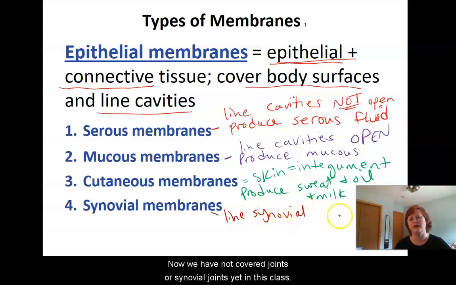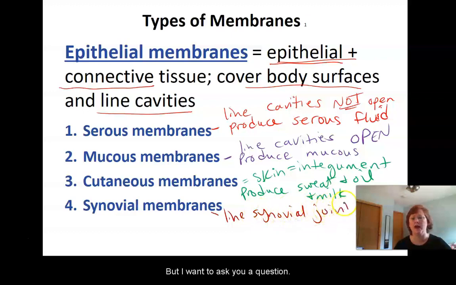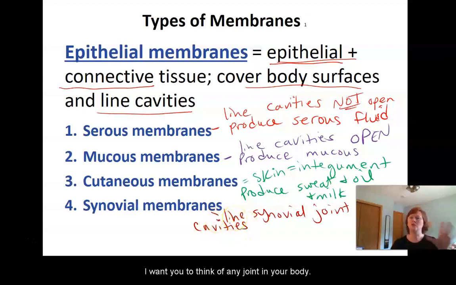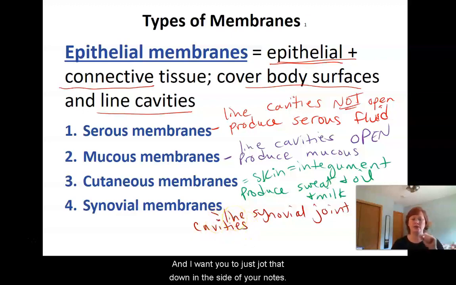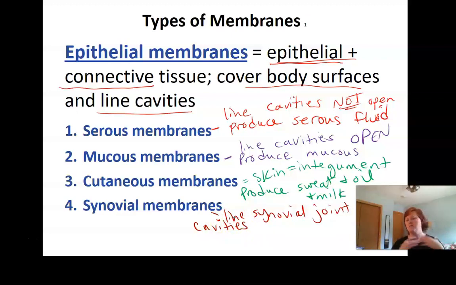Now, we have not covered joints or synovial joints yet in this class, but I want to ask you all a question. I want you to think of any joint in your body, and I want you to just jot that down in the side of your notes. So pick a joint, any joint. If you need to, pause the video while you're writing it down and then come back in.